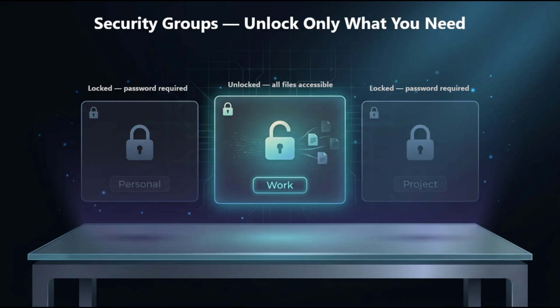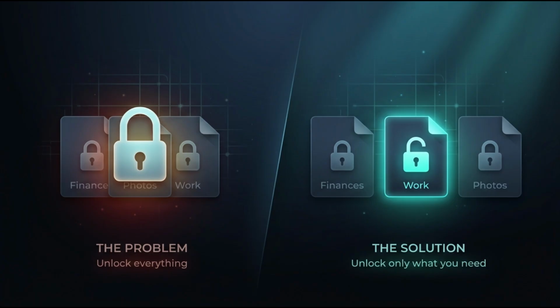So why does this matter? You might have financial documents, personal photos, and work files all on the same device. But if you only need to work on your work files, normally you would have to unlock everything. And that's a bad security design. EncryptPro solves this by assigning your encrypted files to custom security groups so you unlock only the category you're actively working on and everything else stays locked while you work uninterrupted.